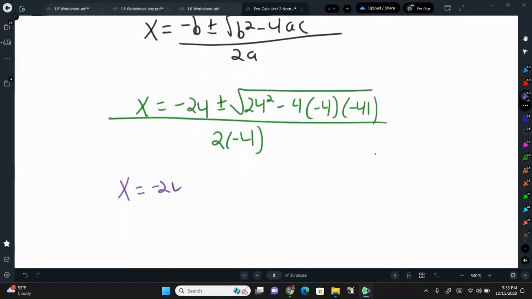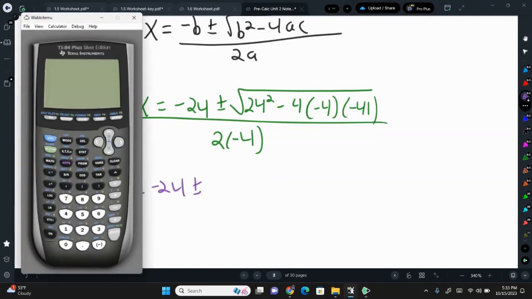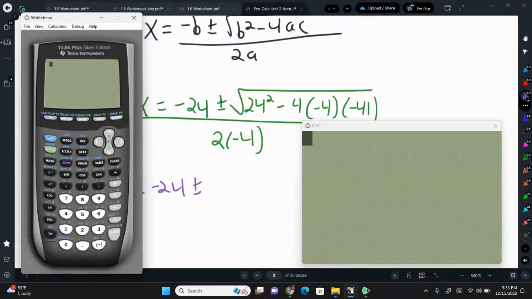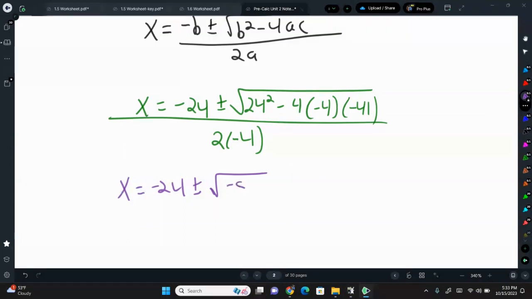Using our calculator, if we type in the stuff underneath the square root, which is called the discriminant, 24 squared, notice I'm not typing in the square root part, minus 4 times negative 4 times negative 41. Okay, I get negative 80. So we get the square root of negative 80 over negative 8.